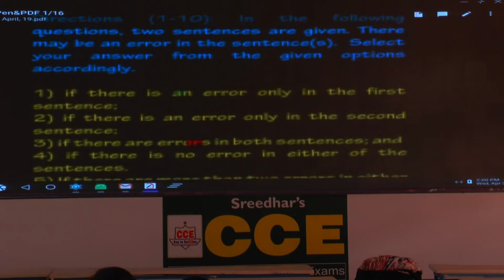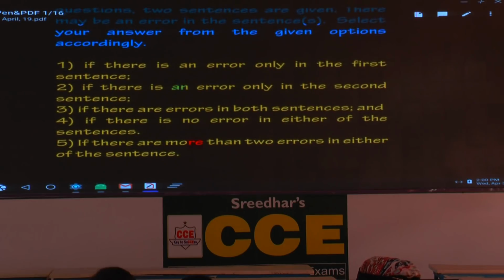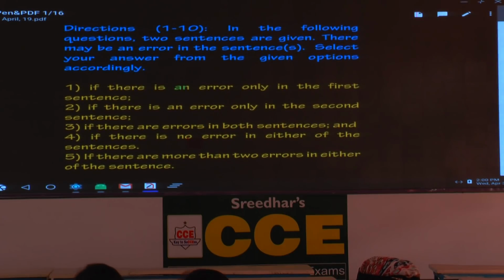Now, shall we see? To make it easy for you, I'm going to focus on the instructions first. So, you may not see that. I'll read out the instructions. In the following questions, 2 sentences are given. There may be an error in the sentence or sentences. Select your answer from the given options accordingly.